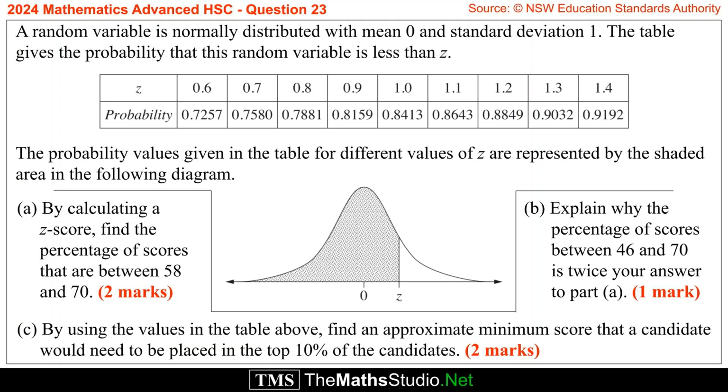Question 23. A random variable is normally distributed with mean 0 and standard deviation 1. The table gives the probability that this random variable is less than z. The probability values given in the table for different values of z are represented by the shaded area in the following diagram. Part A. By calculating a z-score, find the percentage of scores that are between 58 and 70.